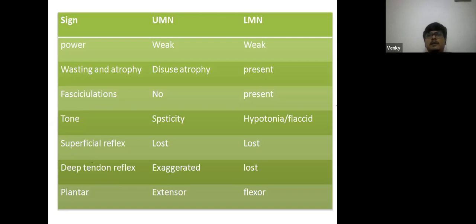Plantar will be extensor. So this says that at the level of C5, C6, there is a lower motor neuron type of weakness, and definitely there will be wasting at the deltoid region. So at the level of the lesion, there will be a lower motor neuron lesion. Below the level, there will be an upper motor neuron lesion.